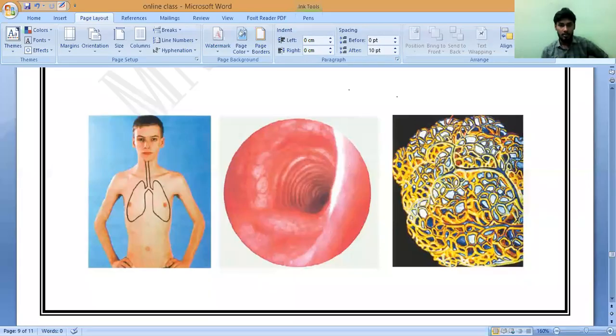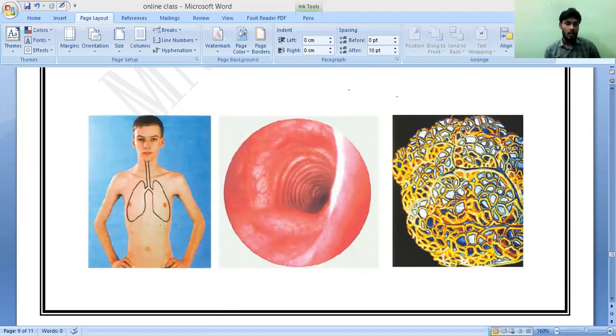Understand? So now you may observe here, this is the picture which I am showing you. Can you see my screen? Please let me know. Observe, all of you. This first picture represents the exact position of our human lungs in our body.